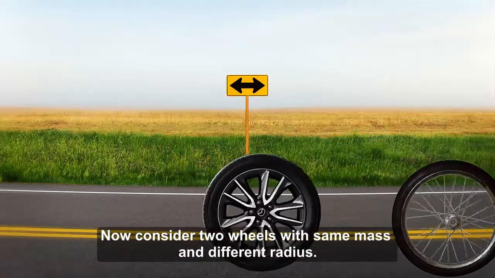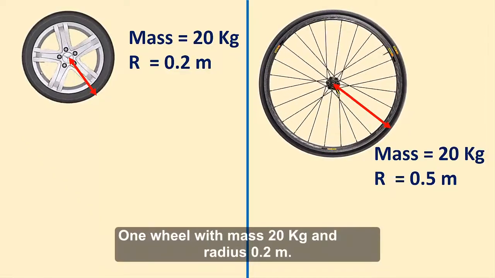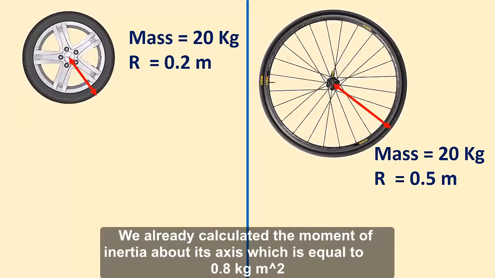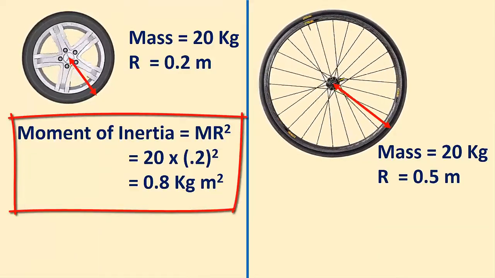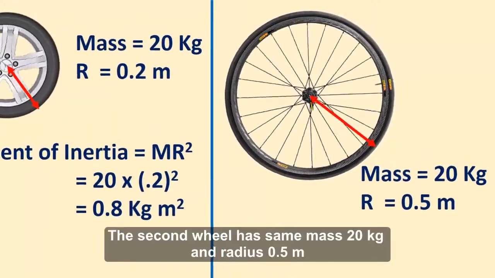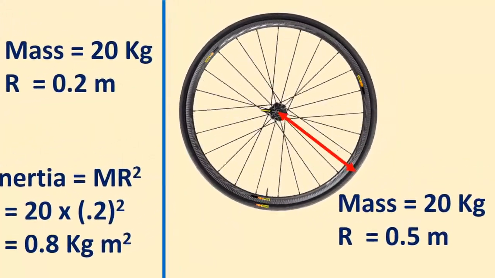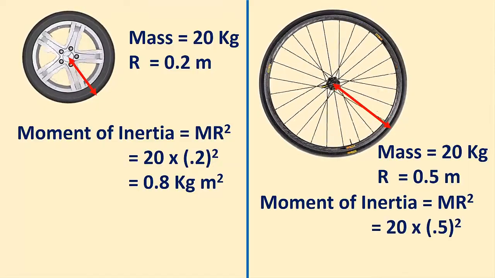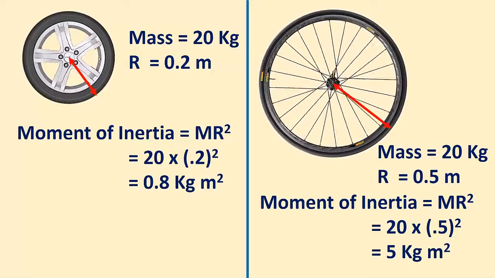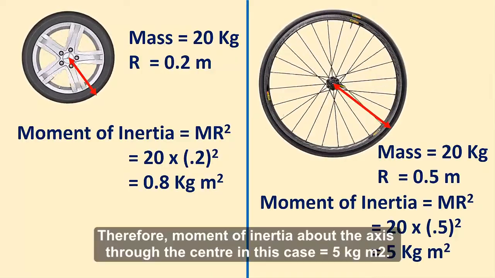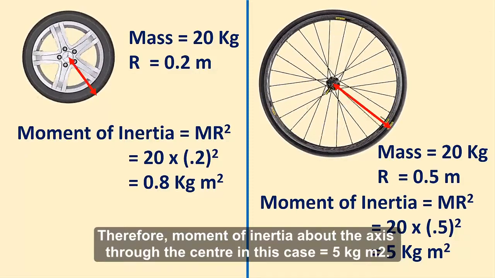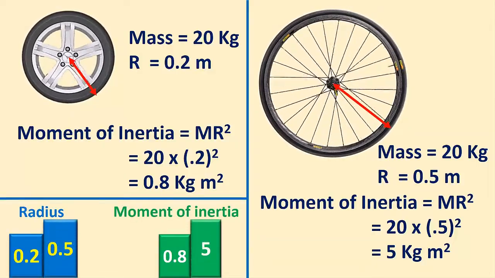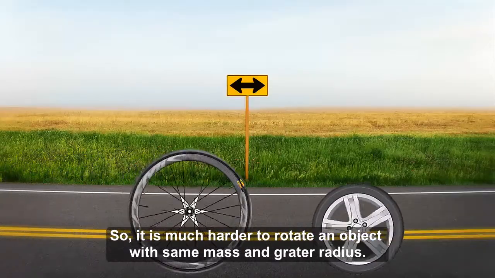Now, consider two wheels with the same mass and different radius. One wheel with mass 20 kg and radius 0.2 meter. We already calculated the moment of inertia about its axis, which is equal to 0.8 kg m². Now, let us take the second wheel, which has the same mass 20 kg and radius 0.5 meter. The moment of inertia of the wheel about the axis of rotation is mr², which is equal to 20 × 0.5², which is equal to 5 kg m². Therefore, the moment of inertia about the axis through the center in this case is 5 kg m². If the radius increases, the moment of inertia also increases. So, it is much harder to rotate an object with the same mass and greater radius.